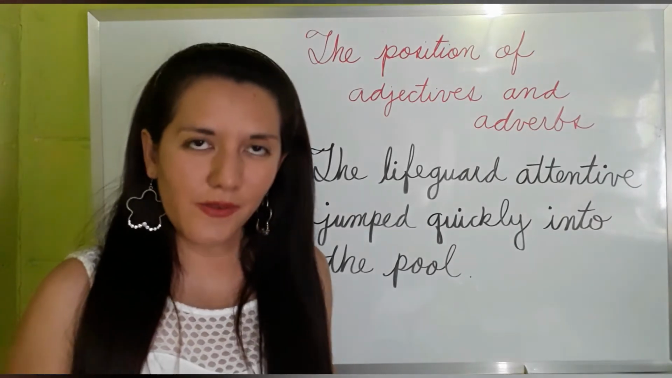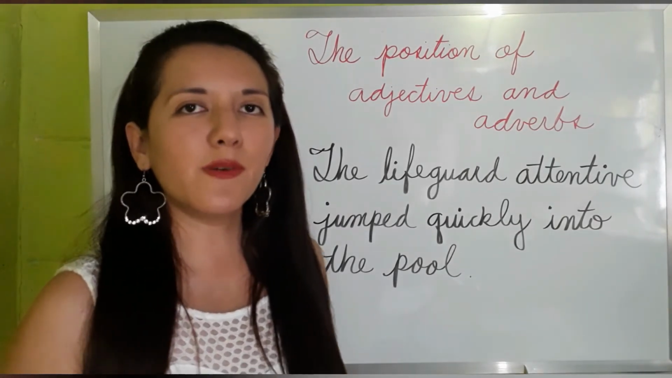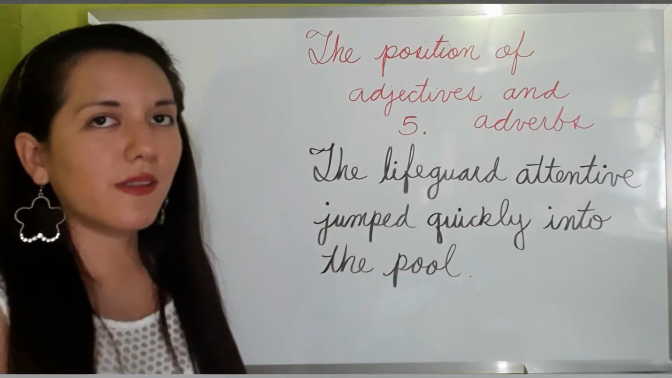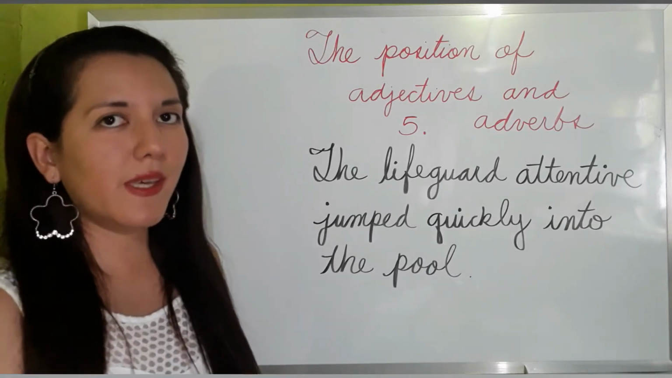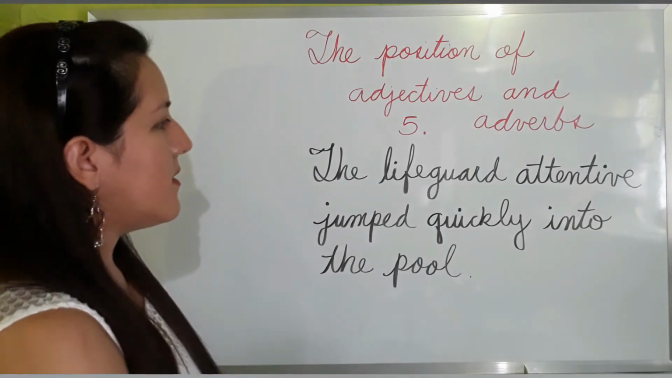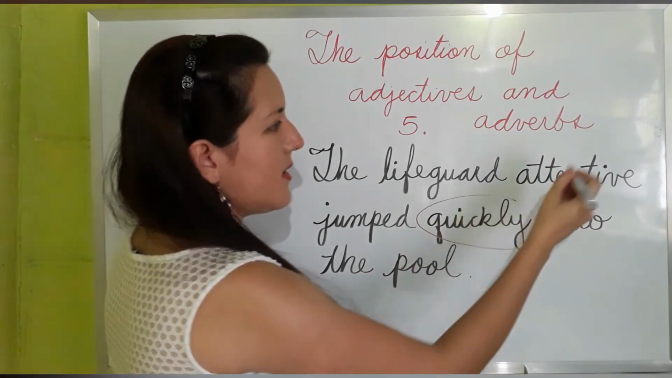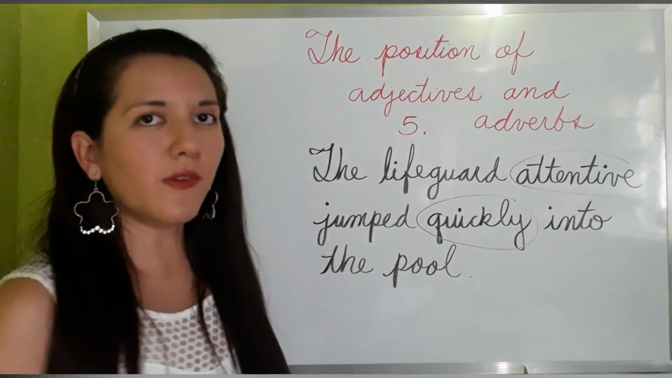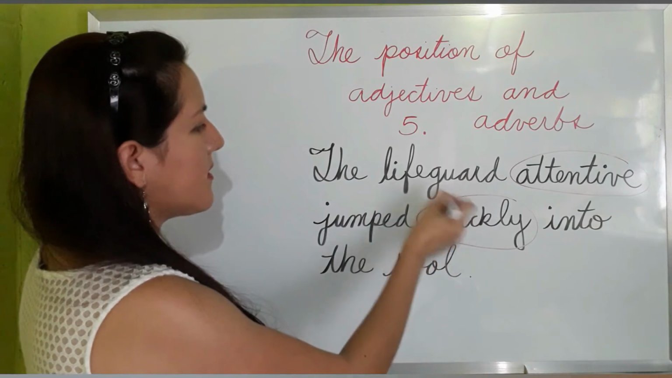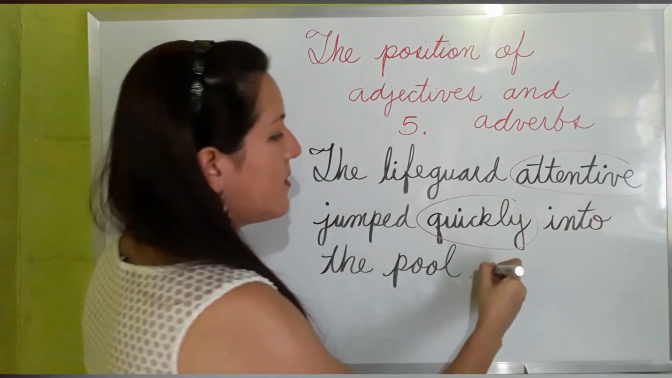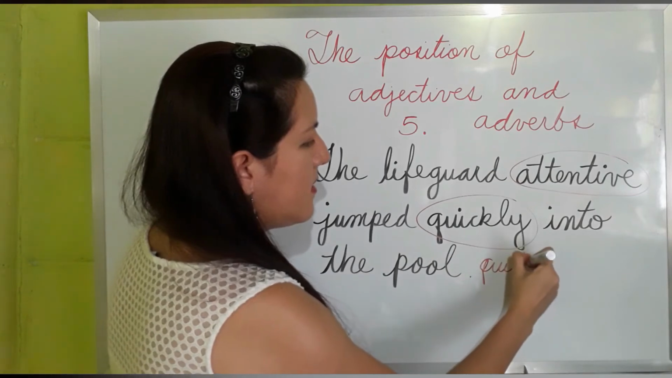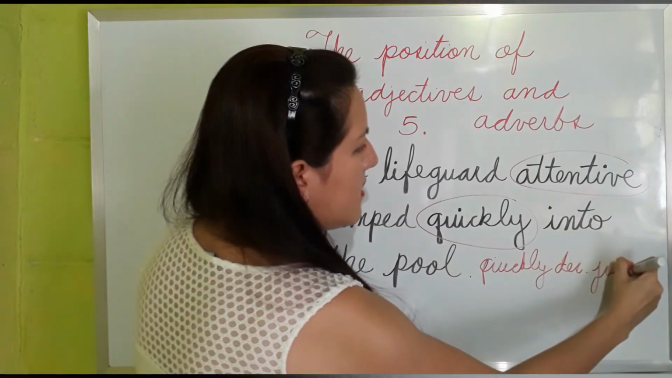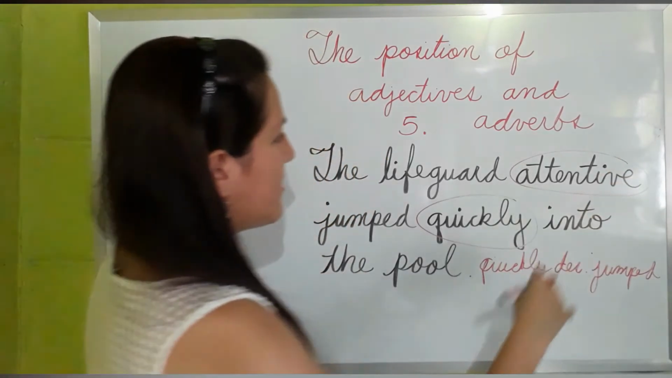Now I'm going to solve some of the exercises from your book. This is number 5, okay, from your book. So first let's identify the adverbs and also the adjectives. So here I see quickly, I'm going to circle it, and attentive. It's the adjective. Okay, I see that quickly is in the correct position, alright? So quickly describes jumped. In your book, you're going to write that quickly describes jumped. Alright? Okay, I'm gonna do it like that here.